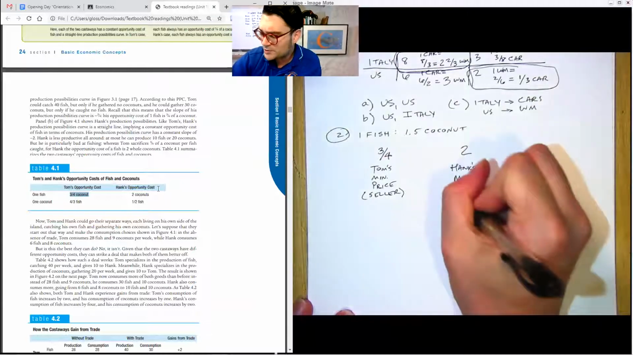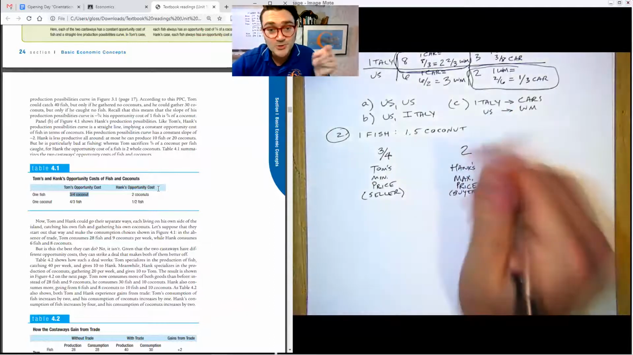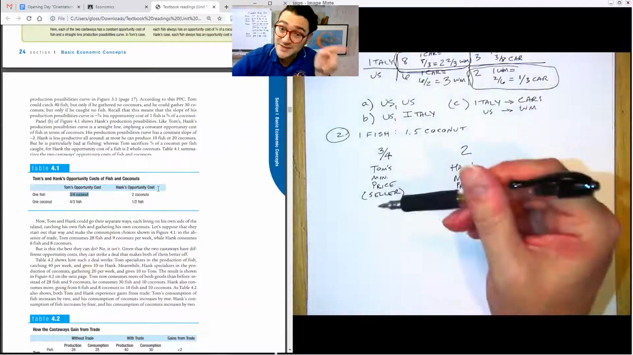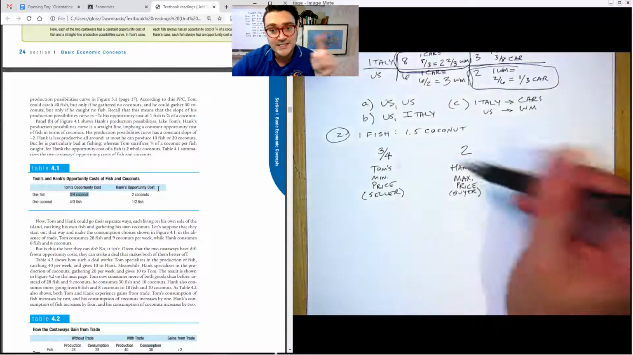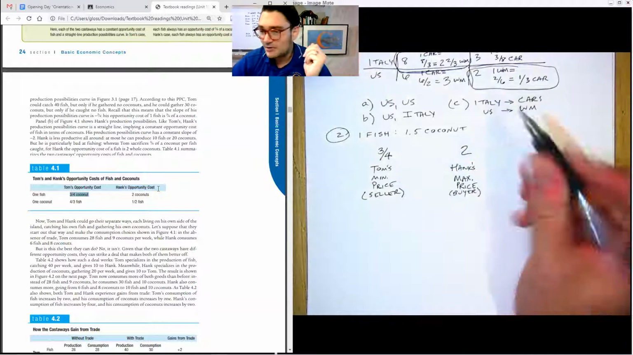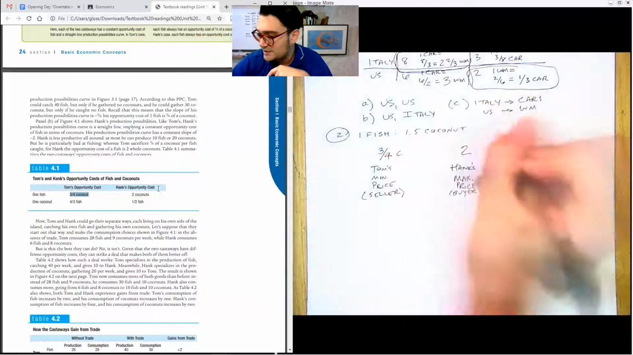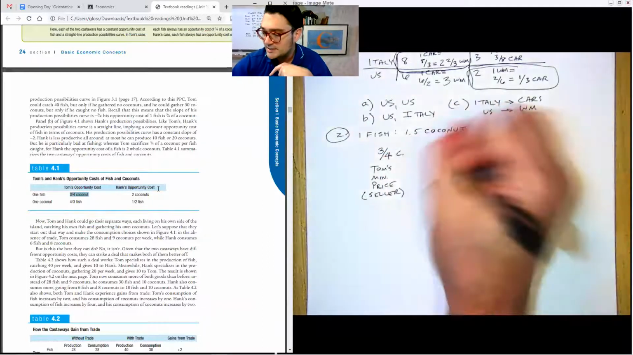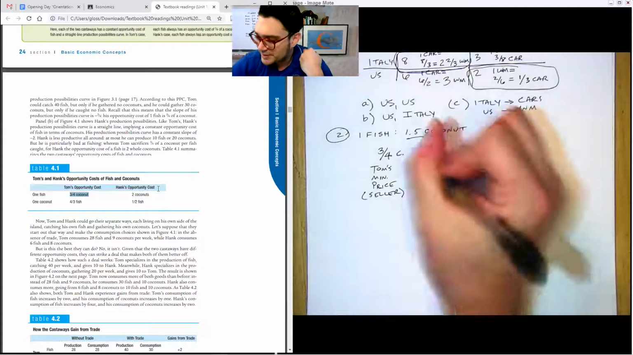Now, how do we know which one's the buyer and the seller? Well, we know because whichever one has the lower opportunity cost, they're going to produce that, right? They're going to sell that to the other one, right? So Hank is going to be buying these things, the fish, from Tom. Now, this deal that we're willing to do, right? This is 3/4 of a coconut, and that's 2 coconuts, is 1.5 between those two numbers? Well, yeah, it sure is, right?